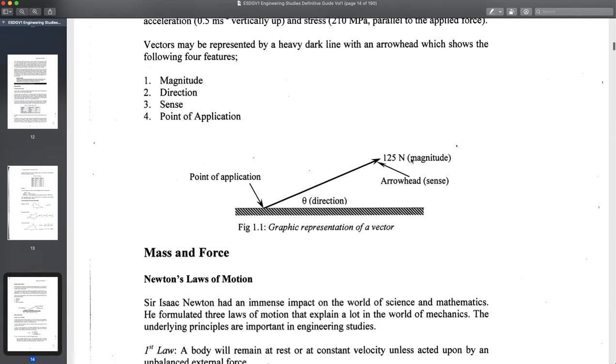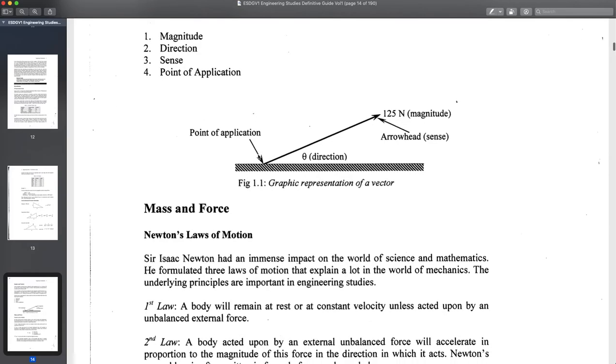Now, Copeland goes on to say it actually has 4 things, but if you're in my class, you can get away with magnitude and direction. That's it, right? I'm going to move on.